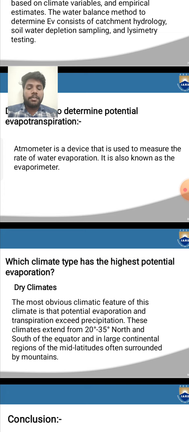In dry climate, if the temperature exceeds 35 degrees, the rate of evapotranspiration will be very high. Because of the high temperature, we can see the high rate of potential evapotranspiration.